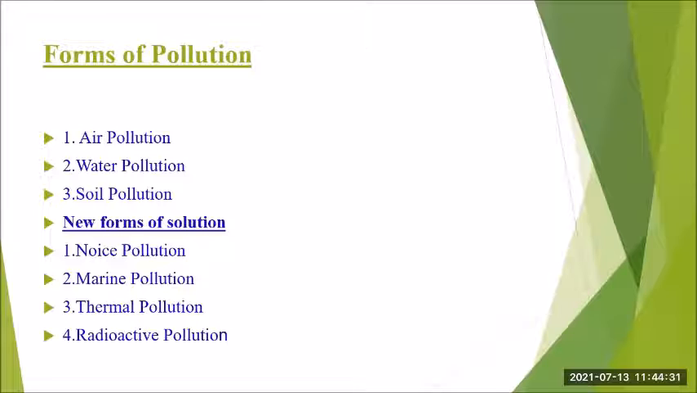So now let us discuss some forms of pollution. What are the different forms of pollution we can find in the environment? First one is air pollution. Second one, water pollution. Third, soil pollution. Air pollution, water pollution, and soil pollution were the earlier types of environmental pollution. The new forms of pollution are noise pollution, marine pollution, thermal pollution, and radioactive pollution.